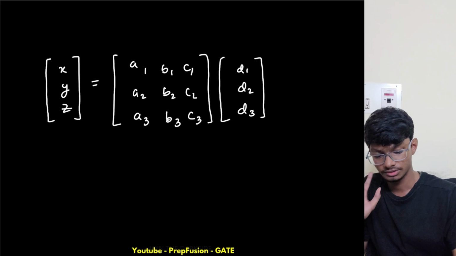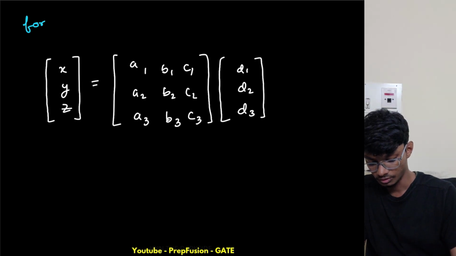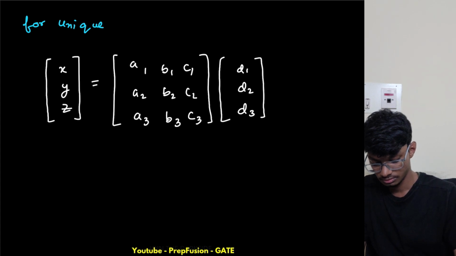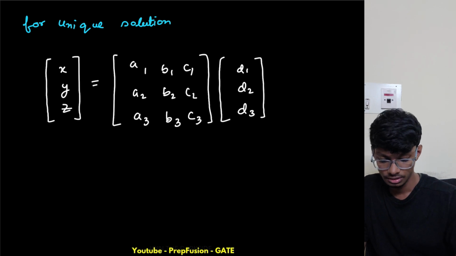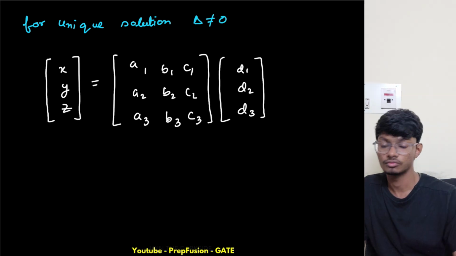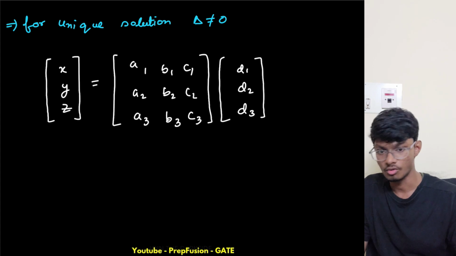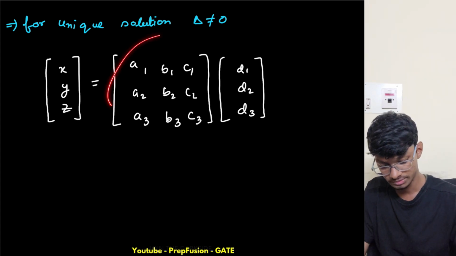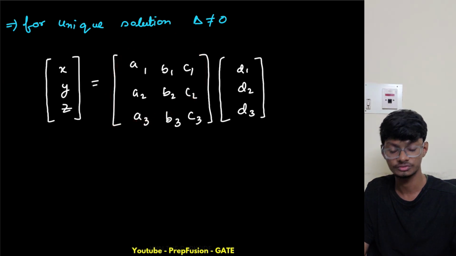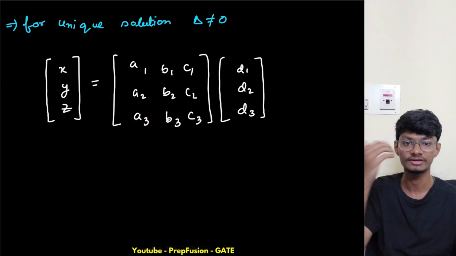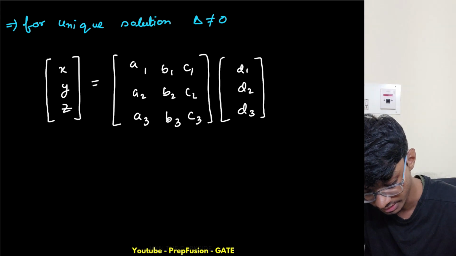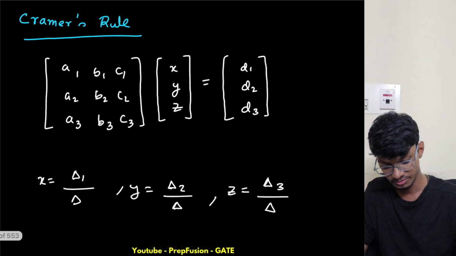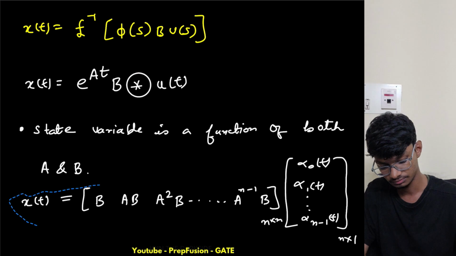One more thing I should write here is, for a unique solution, the delta should be not equal to 0. This is the important point to note here. Can I see some similarity? I took this matrix from here to here. So what should I do? I pre-multiplied the inverse. So here there will be an inverse. Now we'll copy this previous matrix, this one.